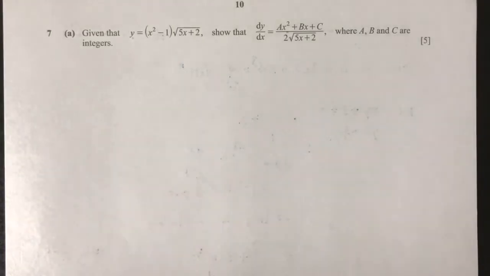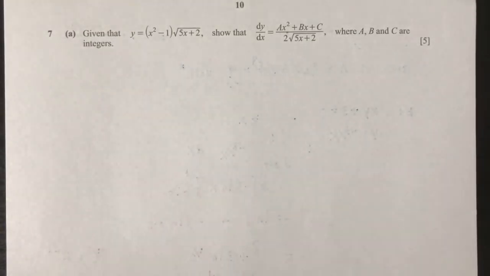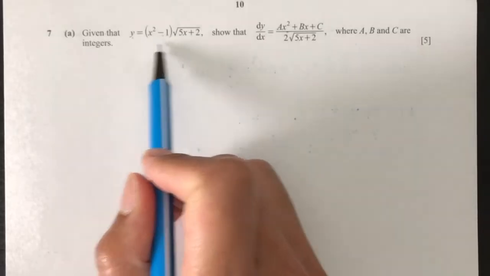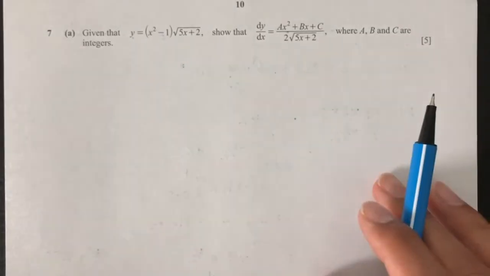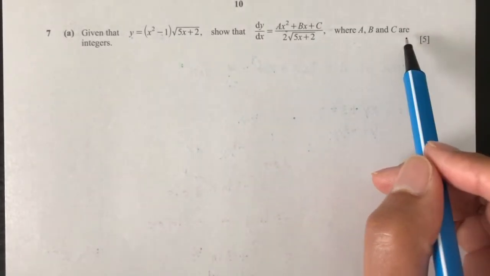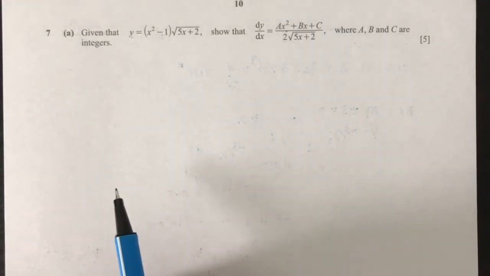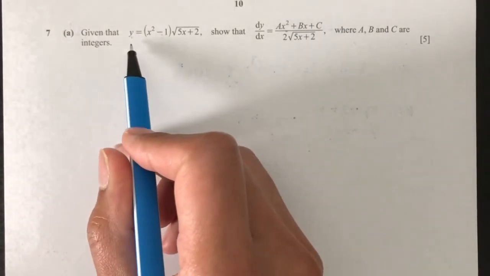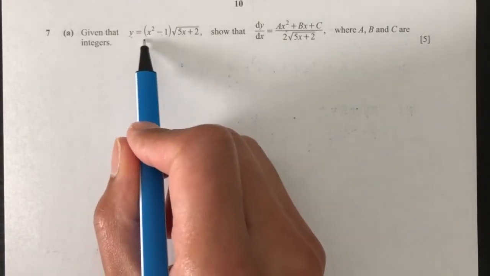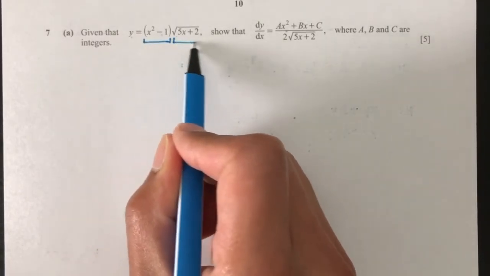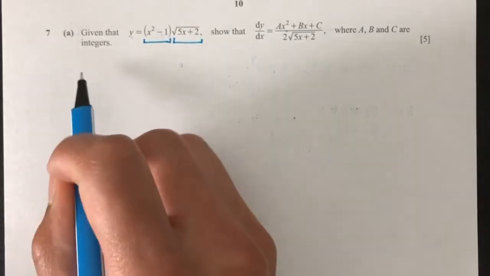Let's move on to question number 7, part A. Given that y is equal to this function, show that dy by dx equals this, where a, b, and c are integers. Okay, so let's find out what the values of a, b, and c are. How do you find dy by dx for this? As you can see, it is a product of this times this, so we can use the product rule.